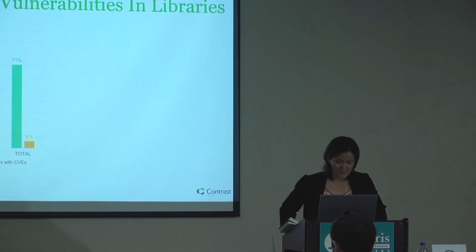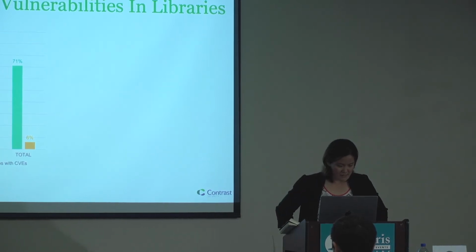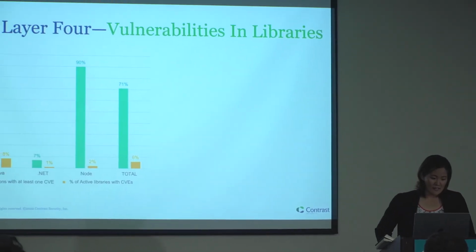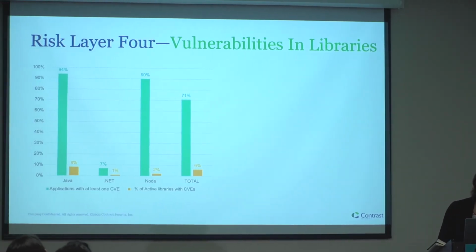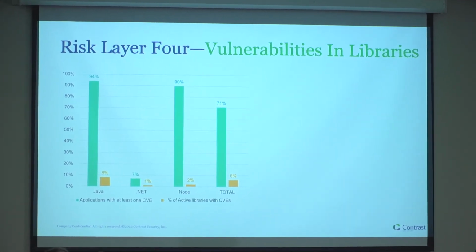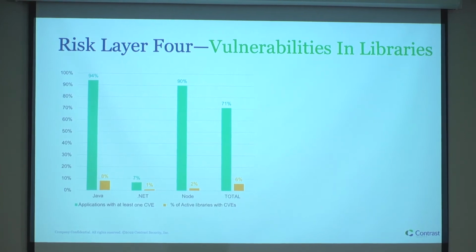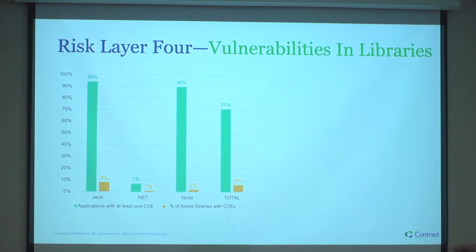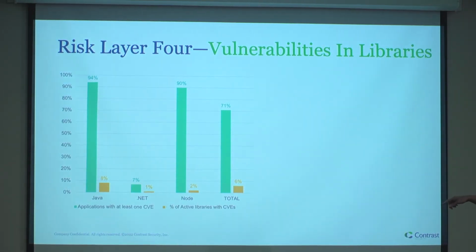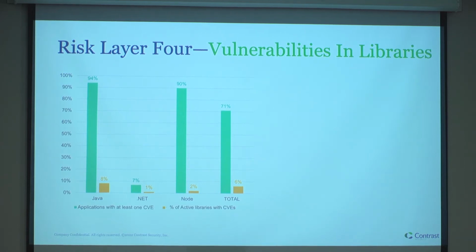Risk layer 4, jumping ahead. Vulnerabilities in libraries. This is critical to think about, guys. When we hand over our list to our developers and say there's 1,000 CVEs for all these libraries in your application, we're giving them the green stuff. Hey, 94% of your applications have at least one CVE. We're telling them this is it.